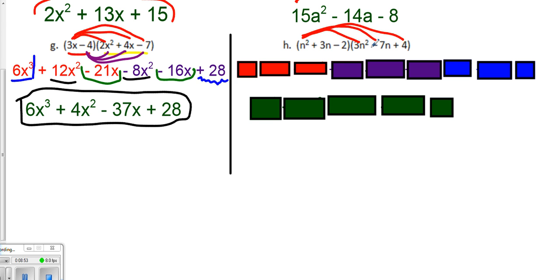N squared times 3n squared becomes 3n to the 4th power. N squared times negative 7n becomes negative 7n to the 3rd power, because remember this is like n to the 1st. N squared times positive 4 becomes positive 4n squared. Now it's from each of these paths, or each of these swoops. Next one I'm going to do is this 3n to each of these pieces.